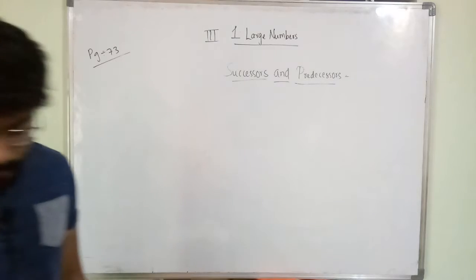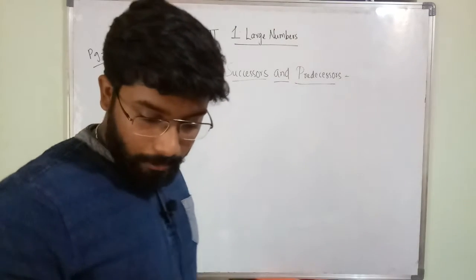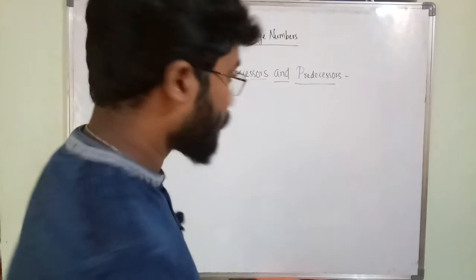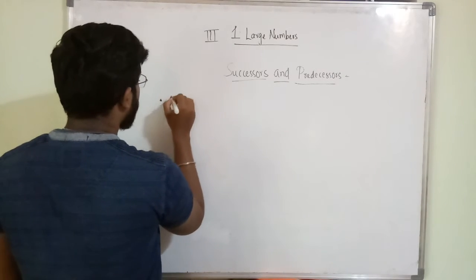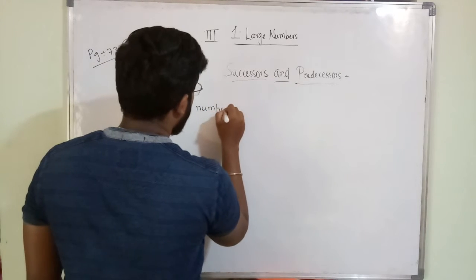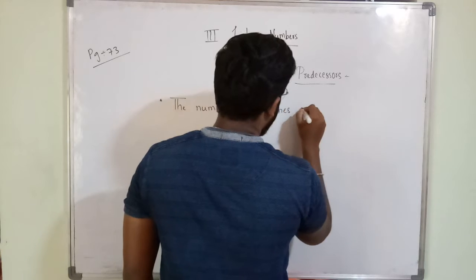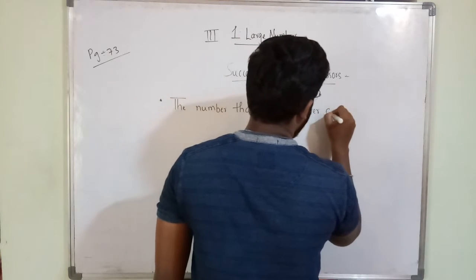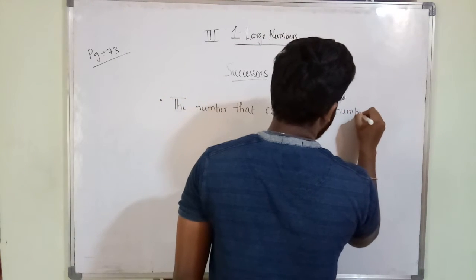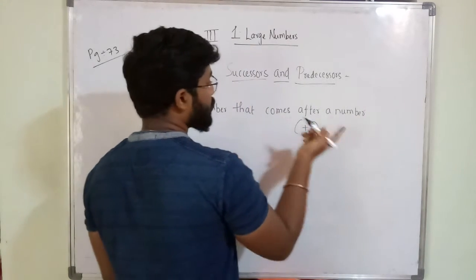Clear? Successors and predecessors. Under this heading we have the concept. The number that comes after a number. This is the point you have to remember: the number that comes after a number. After means you have to do plus 1.